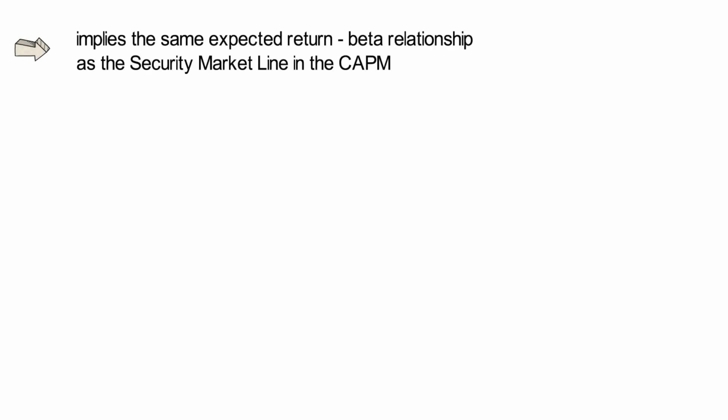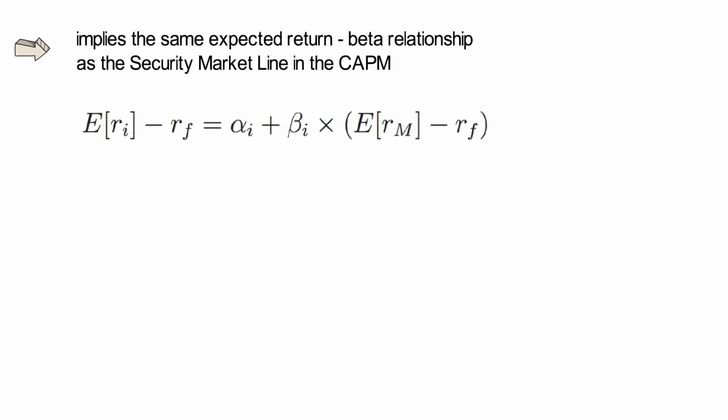That single index model implies the same expected return beta relationship as the security market line in the CAPM. Equation-wise, it means the following. Notice, according to the CAPM, the non-market risk premium alpha I needs to be 0. Yet in real-life applications, it can be different from 0 and hence needs to be explicitly accounted for when estimating a single index model with data.